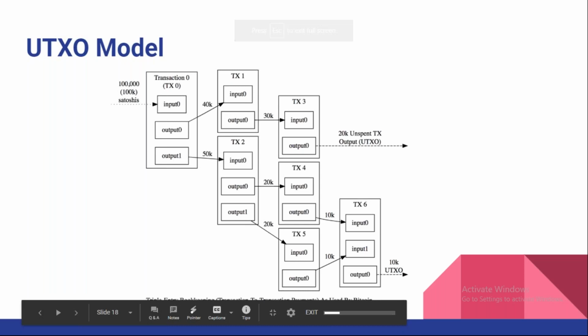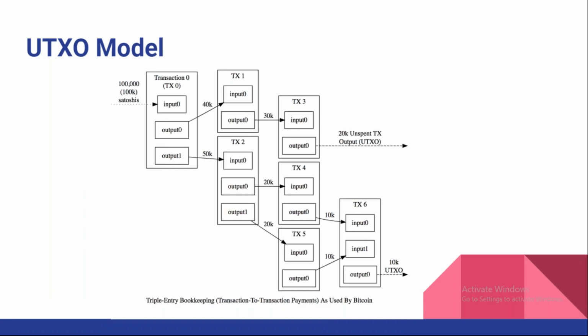This is the UTXO model. You can see the diagram in that also. It shows how different transactions happen, like that 100k Satoshi transferring between people with different transactions. He spent one transaction as 40k, another transaction as 50k, and like that it will happen.